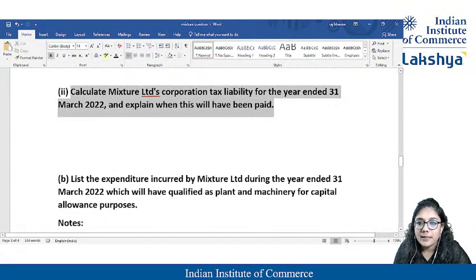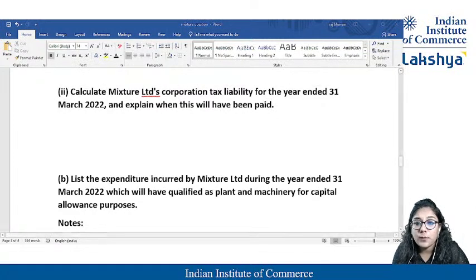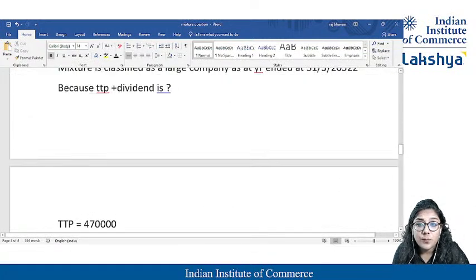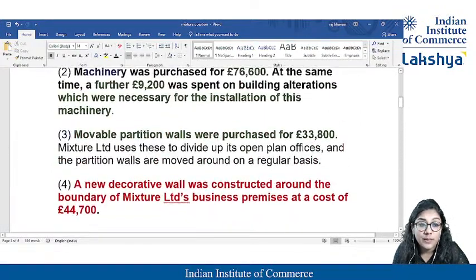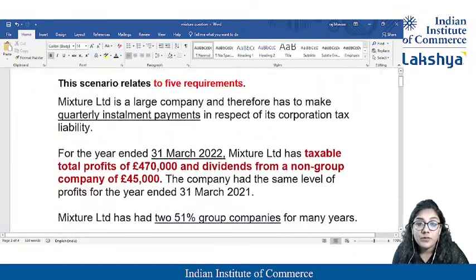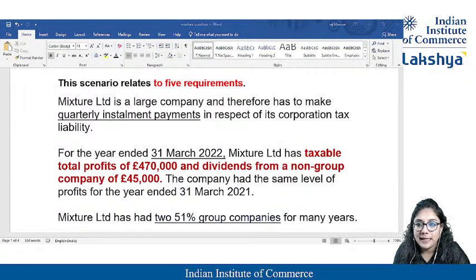Okay, so I'll just copy it and write it over here. What have they given in the question? Tax liability. Students, what are the profits? If you check their profits, they have profits of like 470 and dividend 45,000. Cool, let's write the answer.